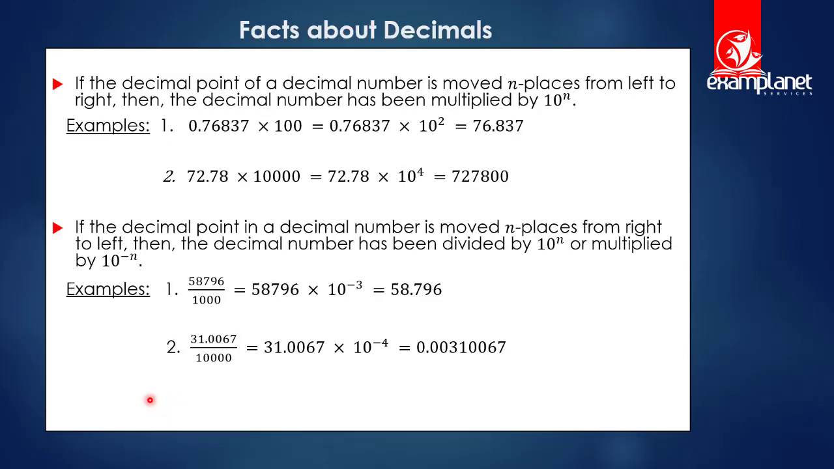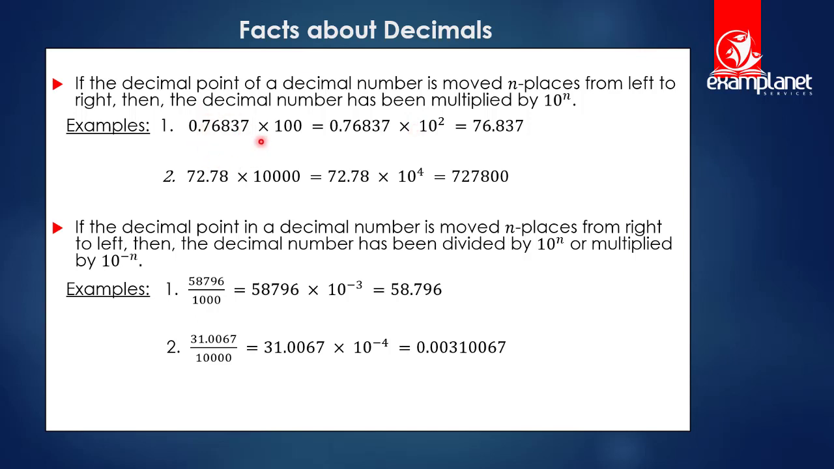Okay, now we have facts about decimals. If the decimal point of a decimal number is moved n places from left to right, then the decimal number has been multiplied by 10 to the power n. So when you move the point a particular number of times from left to right, you have multiplied that number by 10 to the power of the number of places you moved.